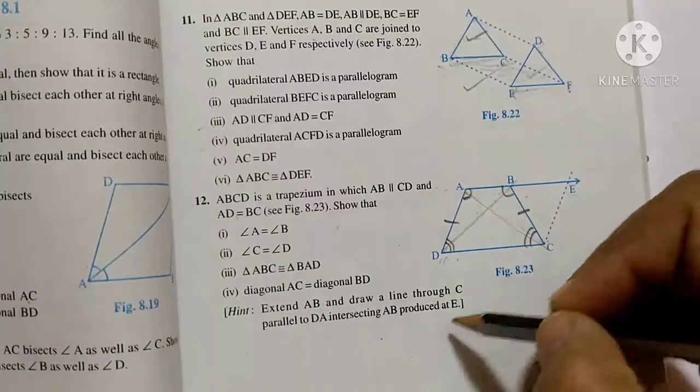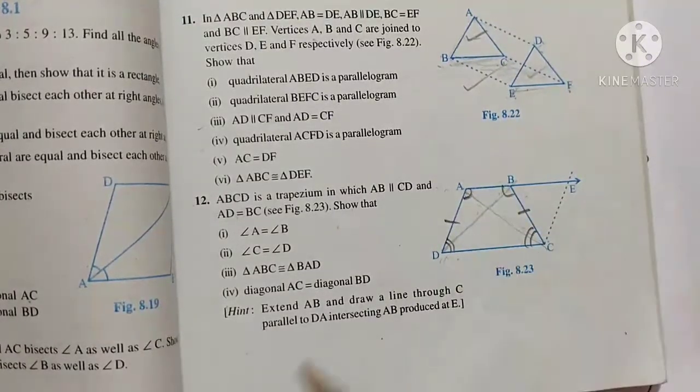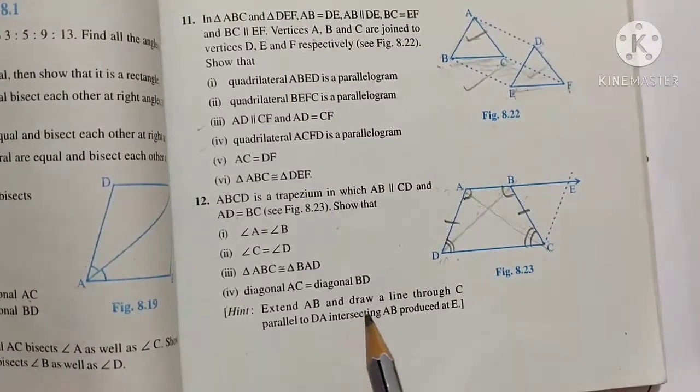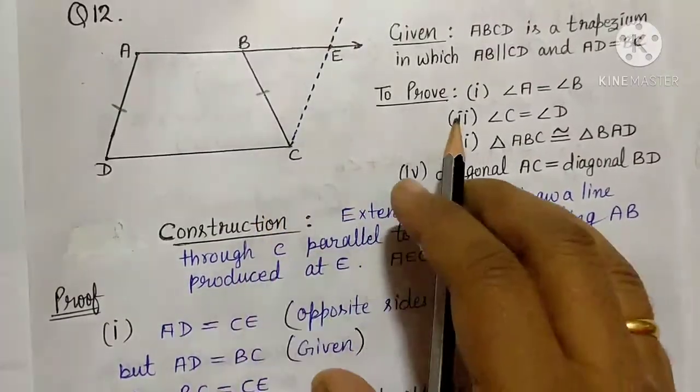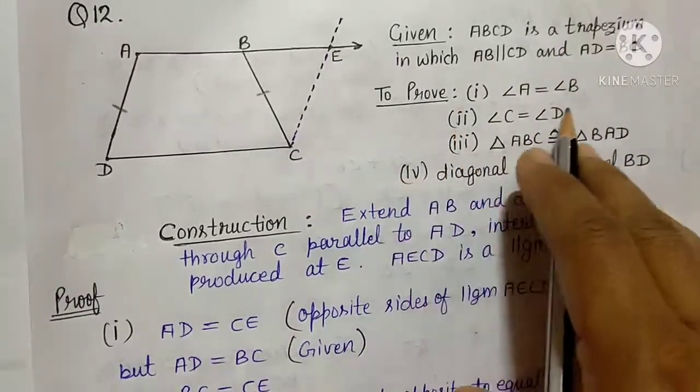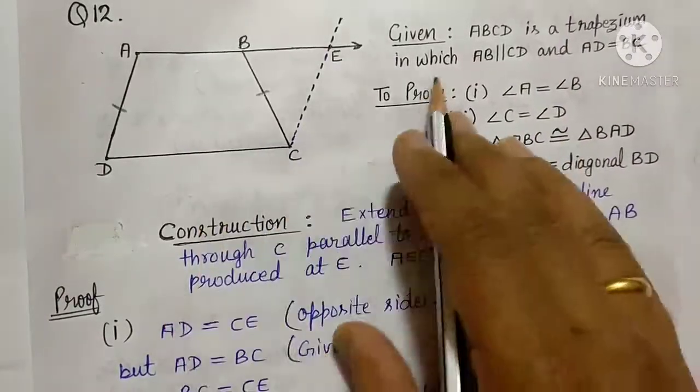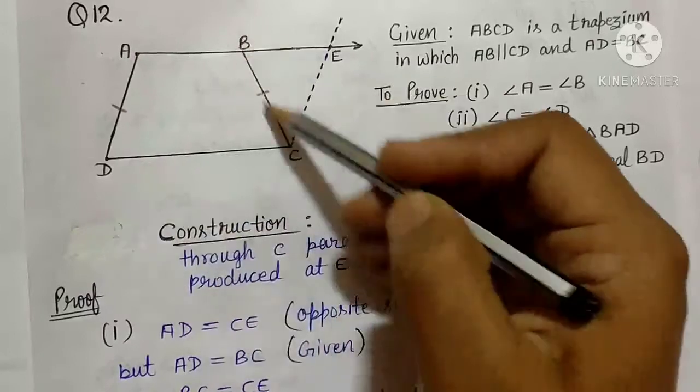Okay, so these things we have to prove in the question, and they have given a hint also. We will utilize this hint also. Let's solve this question. So we have written all the things which are given in the question, and what we have to prove we have written already here. And what are the things given? We have already shown in the figure that AD is equal to BC.